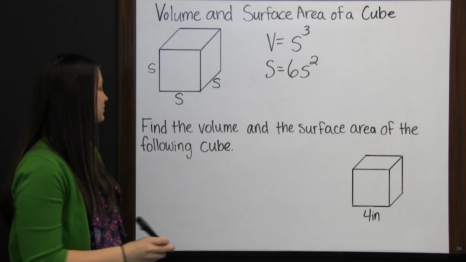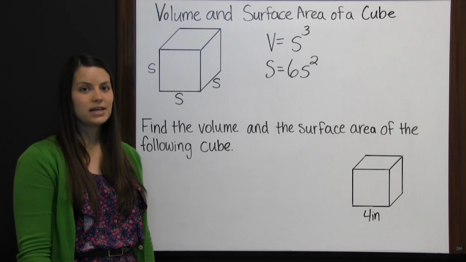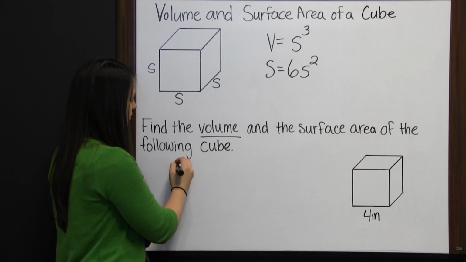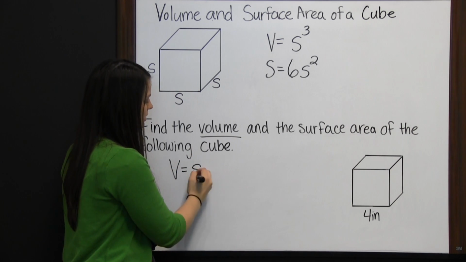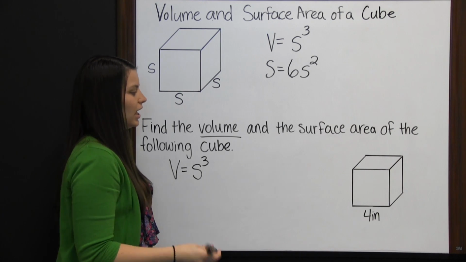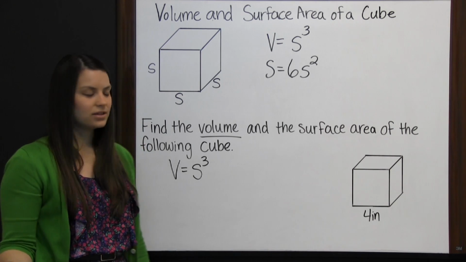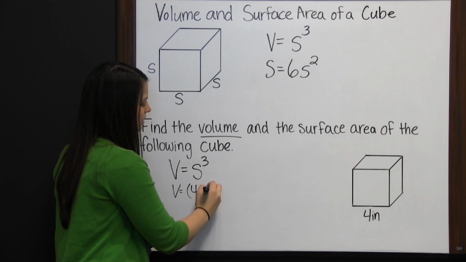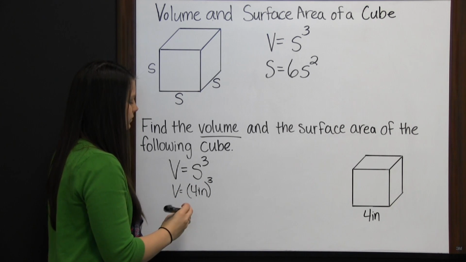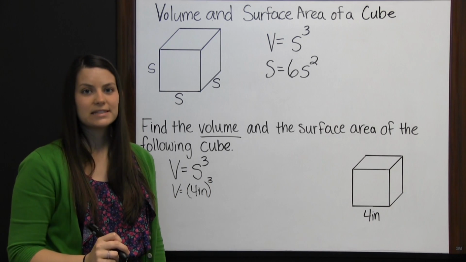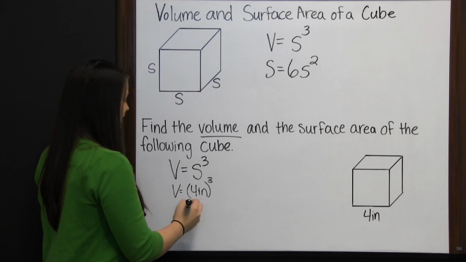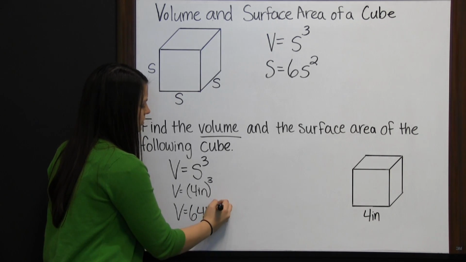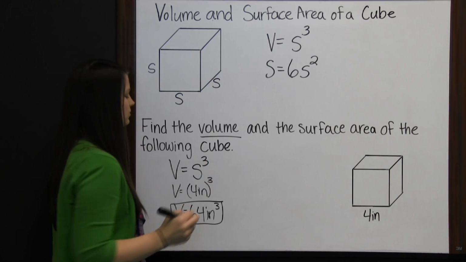Let's look at an example. Find the volume and the surface area of the following cube. Volume, we start with our formula. Volume is side cubed. And we only need one dimension since they're all the same. We have it, 4 inches. So we substitute 4 inches for our side and cube it. 4 cubed, 4 times 4 is 16. 16 times 4 is 64. Inches cubed is inches cubed. So the volume is 64 inches cubed.